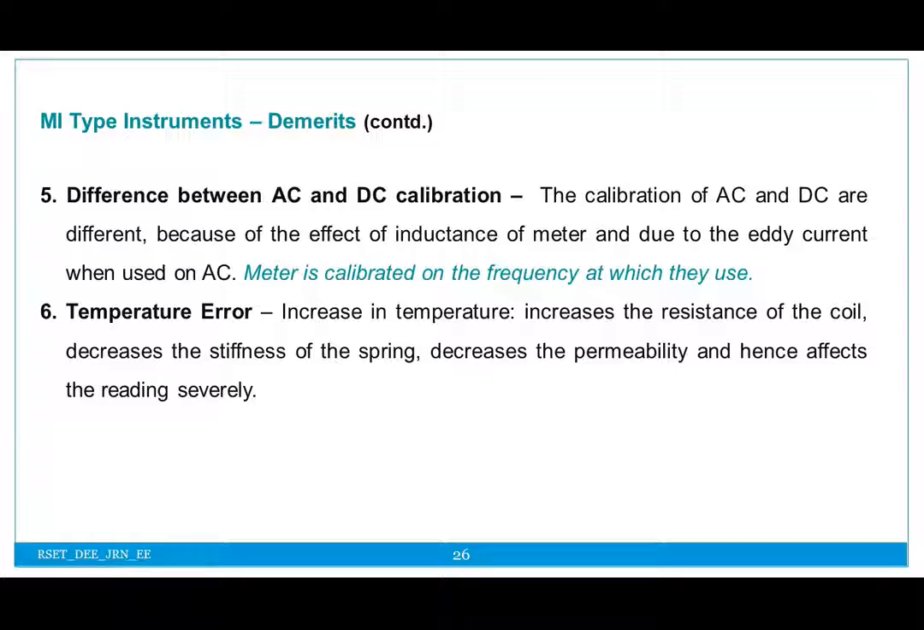Now, there is a slight difference between AC and DC calibration. Calibration of AC and DC are different because of the effect of inductance of the meter and eddy current when it is operated on AC. Actually, the meter is calibrated at the frequency at which it is used for AC operation. Now, temperature error: increase in temperature results in increase in the resistance of the coil, decreases the stiffness of the spring and decreases the permeability, and hence affects the reading severely. So, these are the demerits.